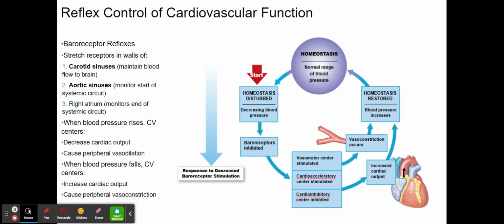When blood pressure falls below normal, baroreceptor output is reduced accordingly. This change has 2 major effects, working together to raise blood pressure. 1. An increase in cardiac output through the stimulation of sympathetic innervation to the heart. This results from the stimulation of the cardioacceleratory center and is accompanied by an inhibition of the cardioinhibitory center. And 2. Widespread peripheral vasoconstriction, caused by the stimulation of sympathetic vasoconstrictor neurons by the vasomotor center.